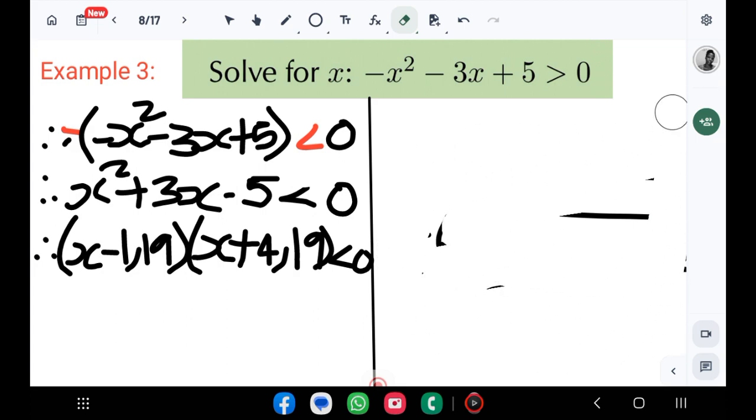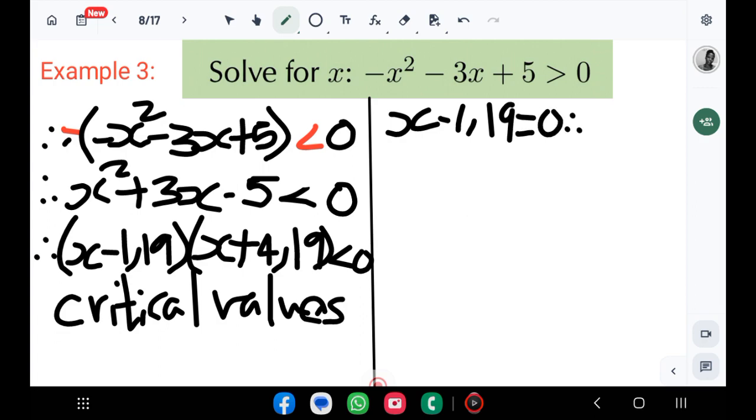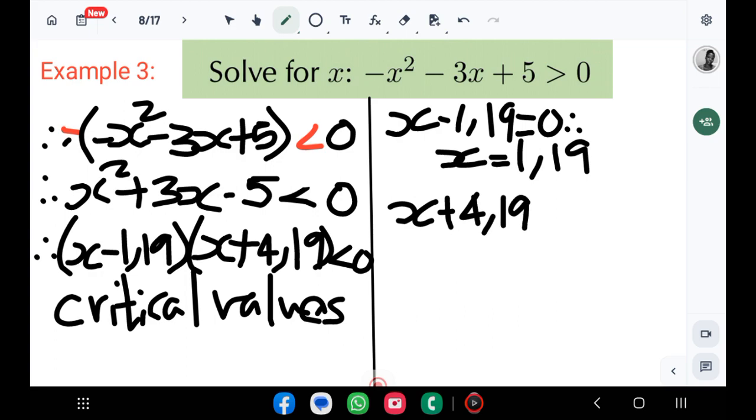Okay, critical values. Critical values of x minus 1/19 goes to 0, therefore x equals 1/19. Then the next one, x plus 4/19 equals 0, therefore x equals negative 4/19.